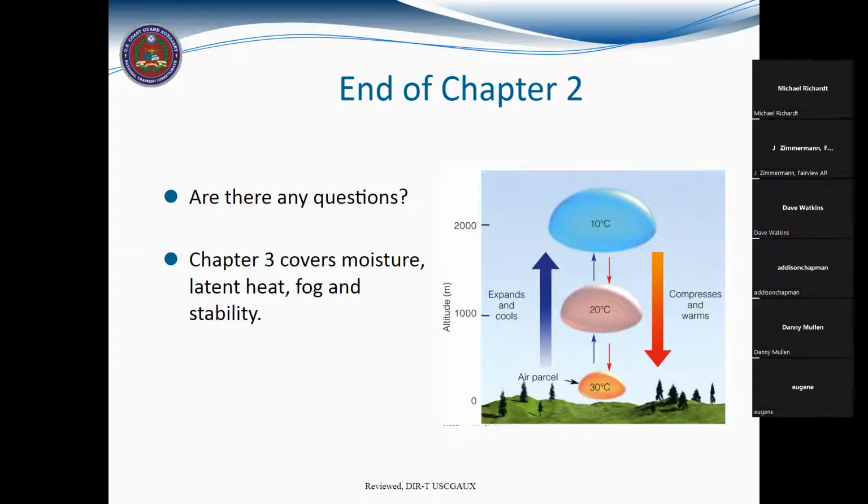Eugene, number 8, unmute yourself. The primary force generating wind is? You there, Eugene? Coriolis effect. That's wrong. Hey, Dave Watkins. I'm back. Well, your perfect timing. Number 8, the primary force generating wind is?